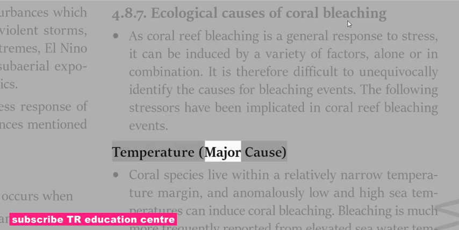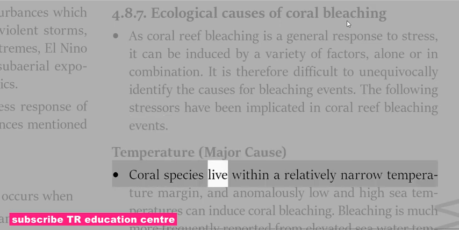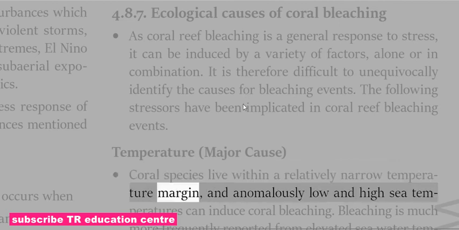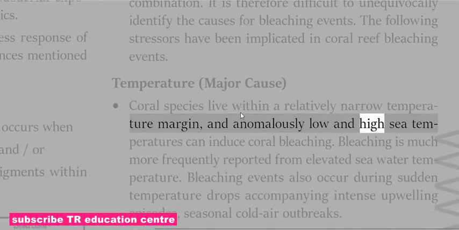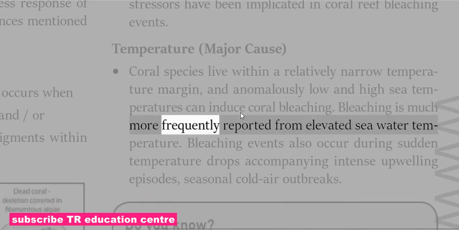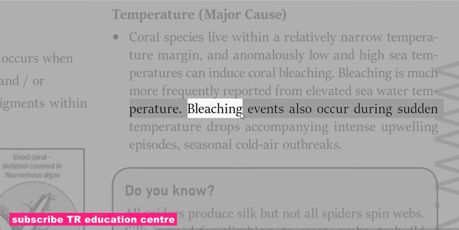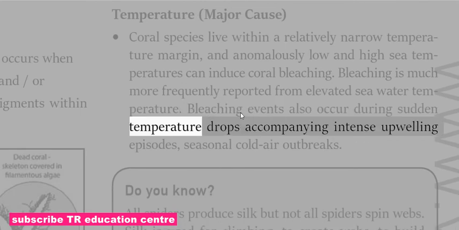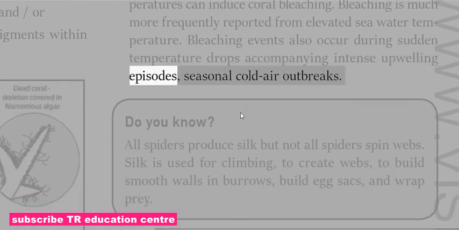Temperature, major cause. Coral species live within a relatively narrow temperature margin, and anomalously low and high sea temperatures can induce coral bleaching. Bleaching is much more frequently reported from elevated seawater temperature. Bleaching events also occur during sudden temperature drops accompanying intense upwelling episodes, seasonal cold air outbreaks.